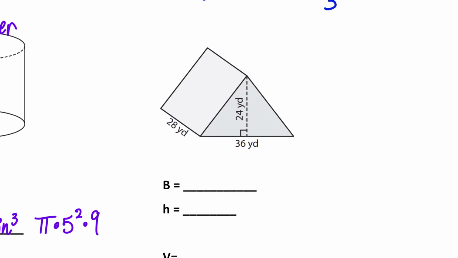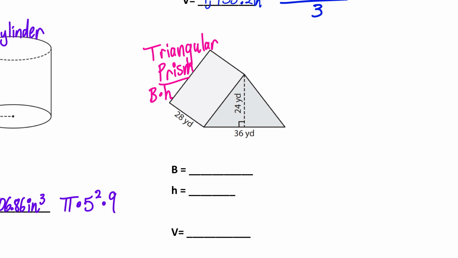Okay, this last one, what is this? This is a triangular prism. So it's a prism, just B times H, area of the base times the height. Now what shape is the base of a triangular prism? It's a triangle. So to find the area of the triangle, we're going to do 36 times 24 divided by 2. Which is what? 432.